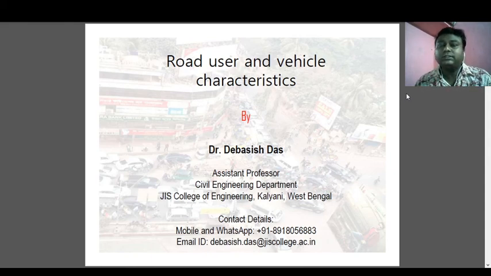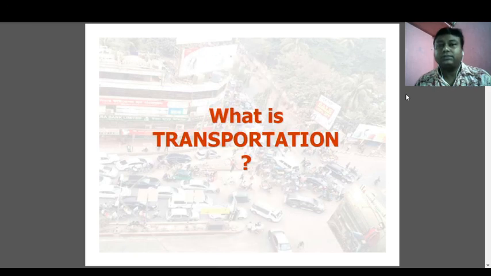As we discussed, the basic two components of traffic engineering are the vehicle and the pedestrians, meaning the road users. The road users may be drivers, or the road users may be pedestrians. So these are the broad categories of traffic engineering. First is the road users and the vehicle, and the road users are again divided into driver, passenger, or pedestrian. So let's discuss the road users and the vehicular characteristics.